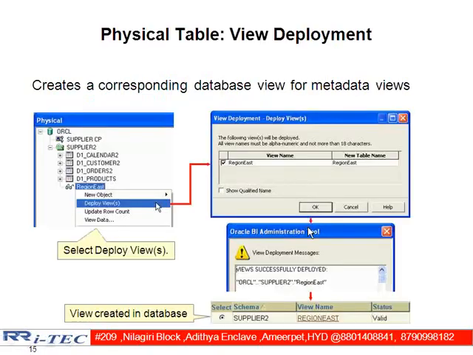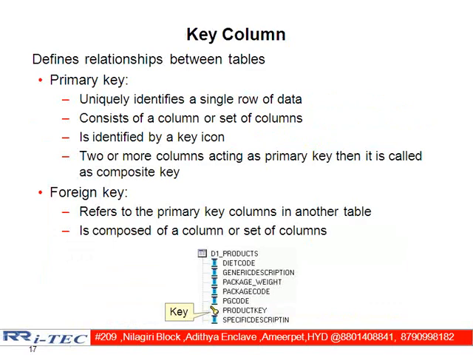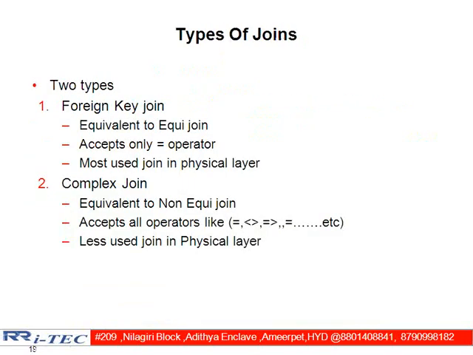Right. Select table type. Next, we went through physical column, key column, and joins, and what types of joins are available. These are the two types of joins available. One is foreign key join, second is complex join. Foreign key join is equivalent to equijoin, accepts only equal to operators, and is the most used join in the physical layer. Complex join is equivalent to non-equijoin, accepts all operators, and is the less used join in our physical layer. That's it. That's what we learned today, the physical layer.